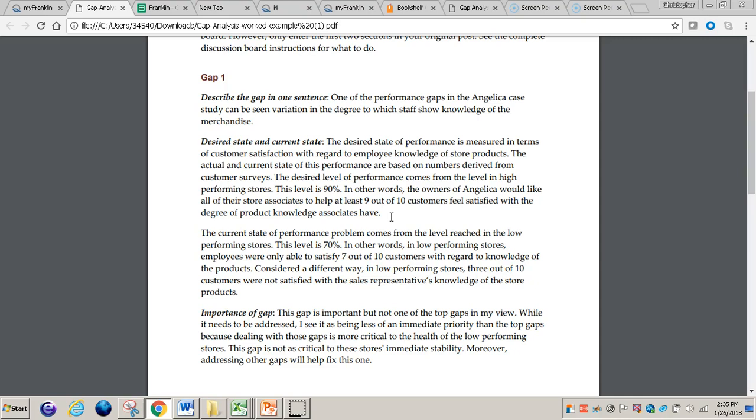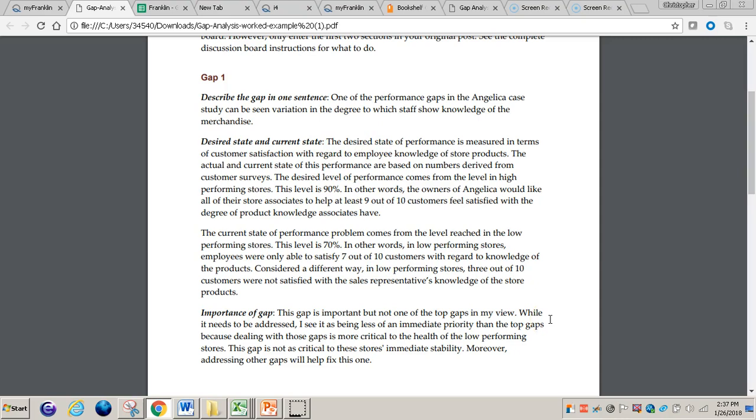So we see the desired state and also the current state. Once again, using data in this can make it more powerful as well, make it more believable. So it's showing that you're not just using a gut feeling to come to this conclusion. So you talk about the desired state of performance, the current state of performance, which should align with your sentence where you're describing the gap at the top here. So once again, these two parts, describe the gap in one sentence and also desired state and current state, will be the parts that you'll fill in for the discussion.